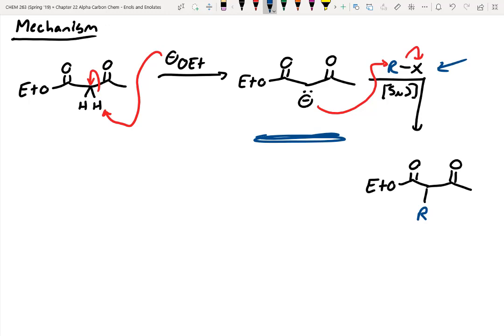Yeah. We can only form the enolate with a negative charge. We can never have a 2 negative charge, for example, so that's just not going to occur.